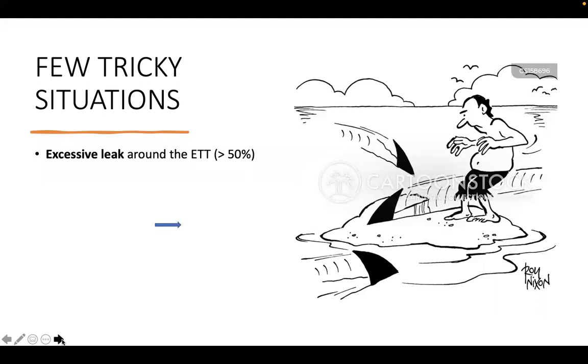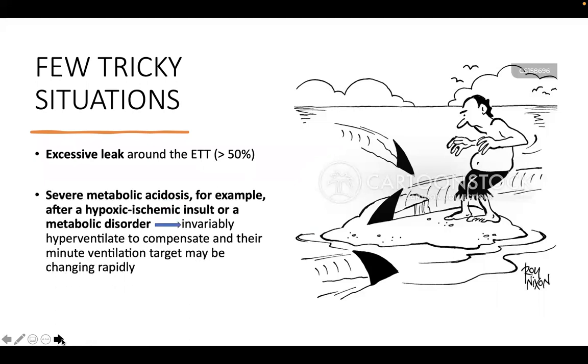The second condition is if there is severe metabolic acidosis, where the pH is around 6.9 or 7, where the baby is trying to compensate and is hyperventilating. In that condition, whatever VT we set, even if we set something around 8 or 10, it may not be enough for the baby. In those few situations, it may be better to switch off the VG. Otherwise, in practically all situations, it is better to keep the VG on.